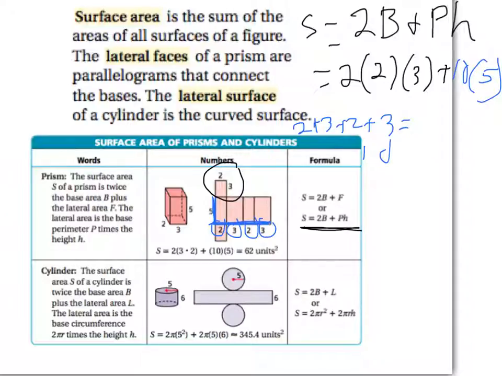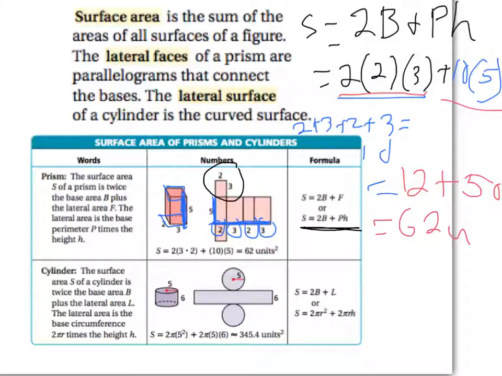Now the height is whatever connects the two bases together. So this base and this base is connected by this, so that's 5. Okay, so we're going to get 2 times 2, so I'll do this in red. 2 times 2 times 3: 2 times 2 is 4, 4 times 3 is 12, plus 10 times 5 is 50, and then 12 plus 50 gets us 62 units squared.